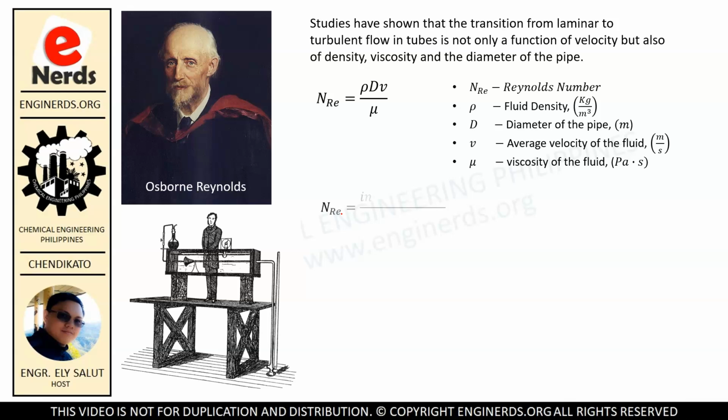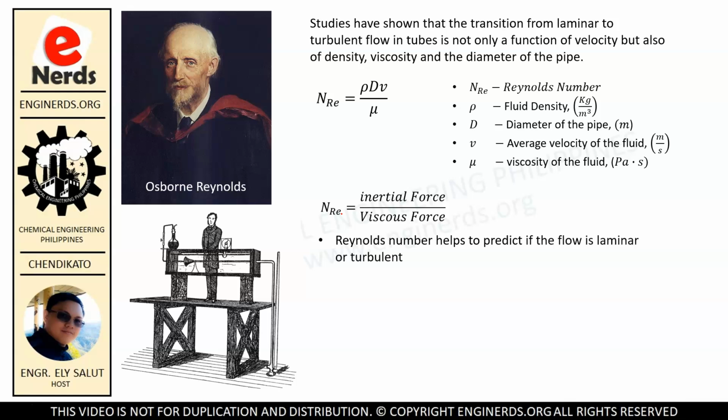In general, Reynolds number is the ratio of inertial force over the viscous force. Reynolds number helps us to predict if flow is laminar or turbulent. And take note that Reynolds number is a dimensionless number. So that is why important dito yung consistency ng ating dimensions. Dahil at the end, maka-cancel out ang lahat ng ating units and we will end up with a dimensionless value.